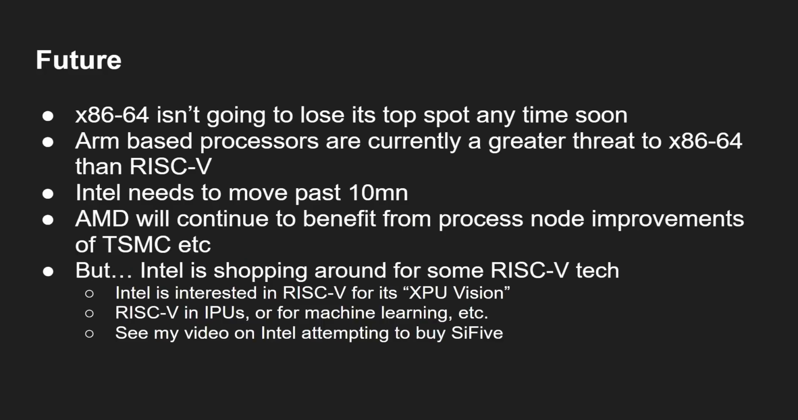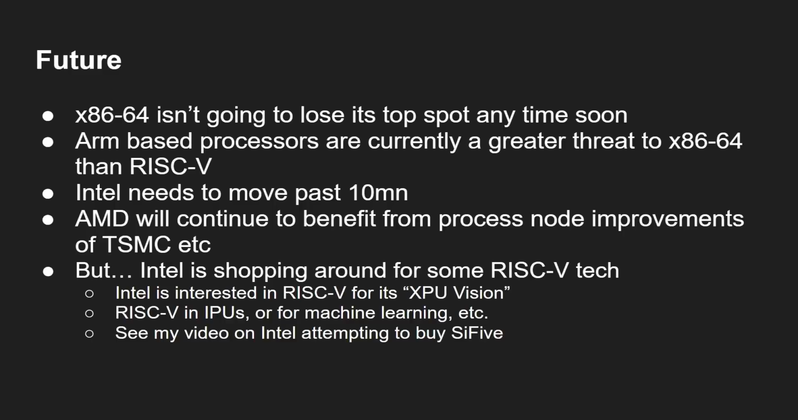So what's going to happen in the future? Well, x86 isn't going to lose its top spot anytime soon. ARM-based processors are really the greatest threat to x86 at the moment. Of course, we've got the ARM-based M1 Max now. There are ARM-based processors moving their way into the server area. Intel needs to move past 10 nanometers. Intel knows that. It's got plans to do that, but it needs to happen. AMD will continue to benefit from the process node improvements of TSMC.